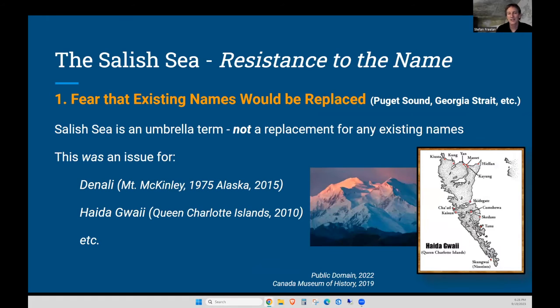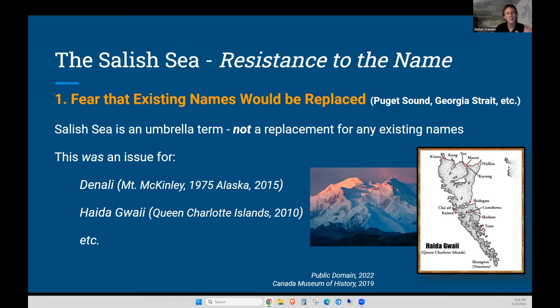The first is really a non-issue, but it's an understandable point of confusion. The Salish Sea was never intended to replace anything. It was an umbrella term. So unlike Denali or Haida Gwaii, which replaced the name for the Queen Charlottes, those are controversial because somebody was now changing their address. Salish Sea, not that at all.